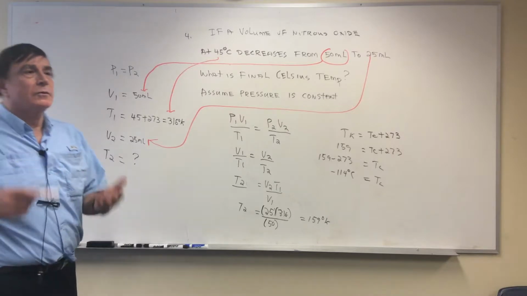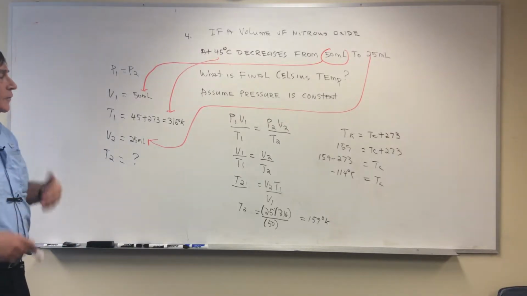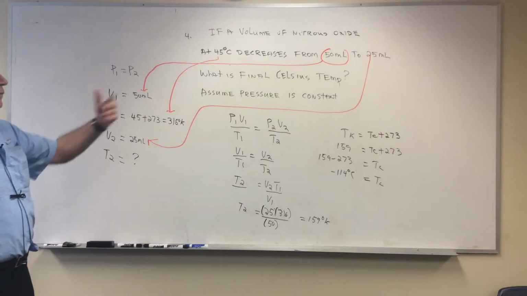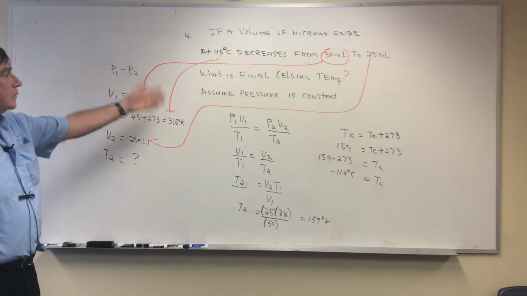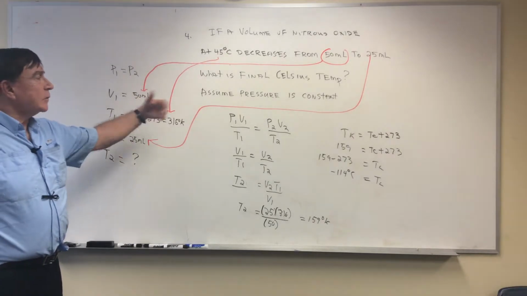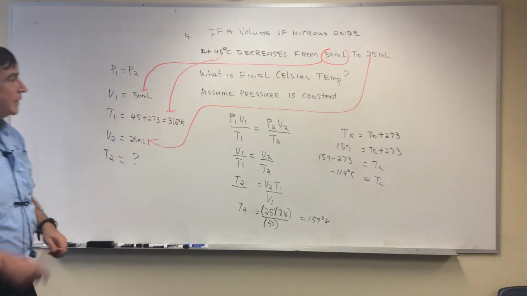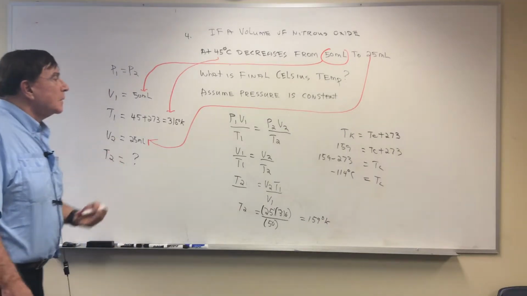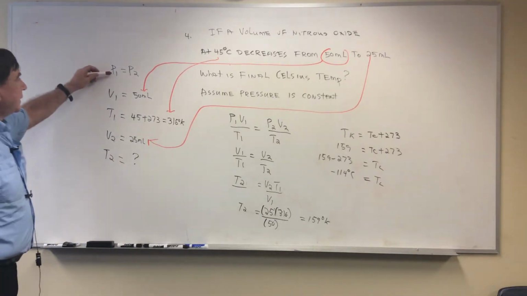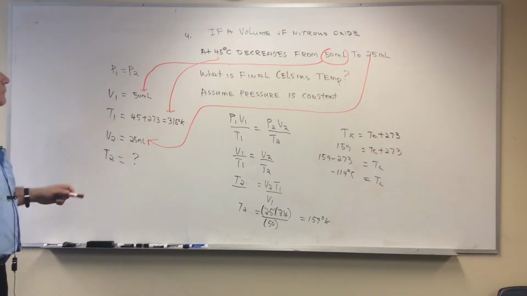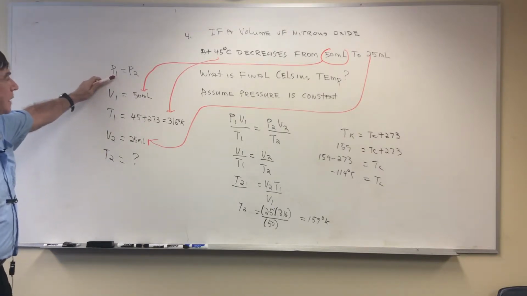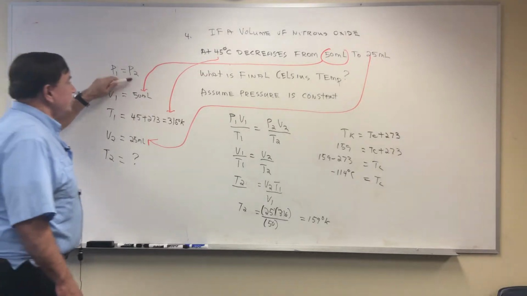Okay, now let's go through the approach. First thing is, we know this is a combined gas law problem because we have two volumes, two temperatures, and even though the pressures are constant, it's two pressures. So immediately we look at this problem. Now we want to take our data and organize it. Okay? So the first thing we look at is, we know because the pressure is constant, P1 equals P2.